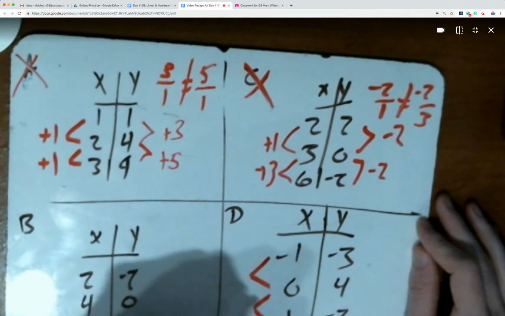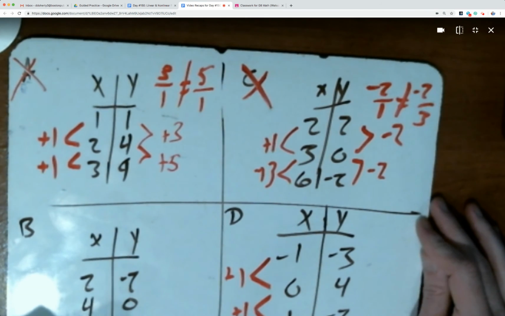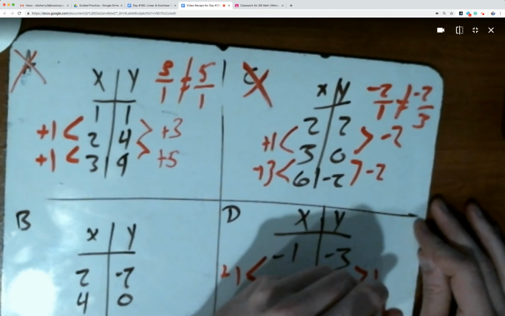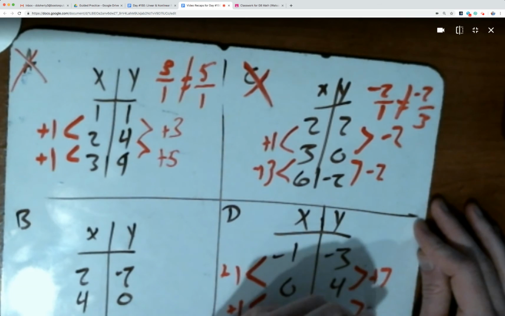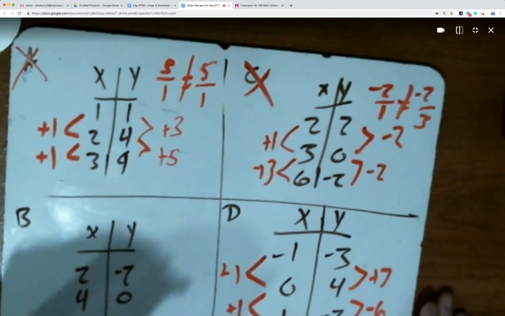For D, we see x values go up by 1. The y value goes up by 7, and then it goes down by 6. So this is definitely a changing slope: a positive slope, then a giant negative slope.